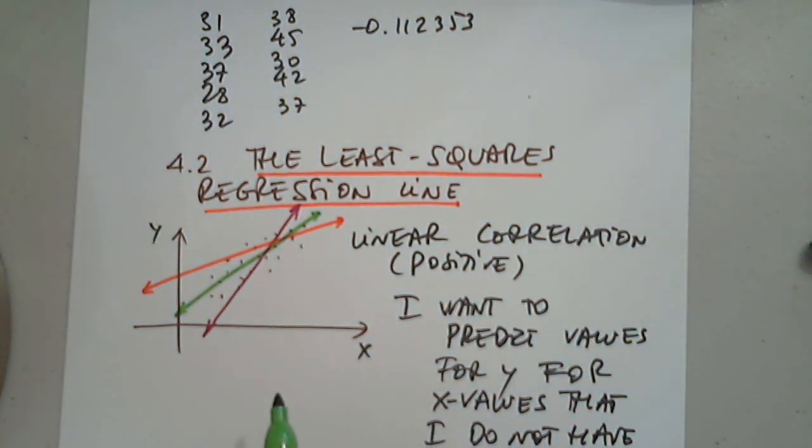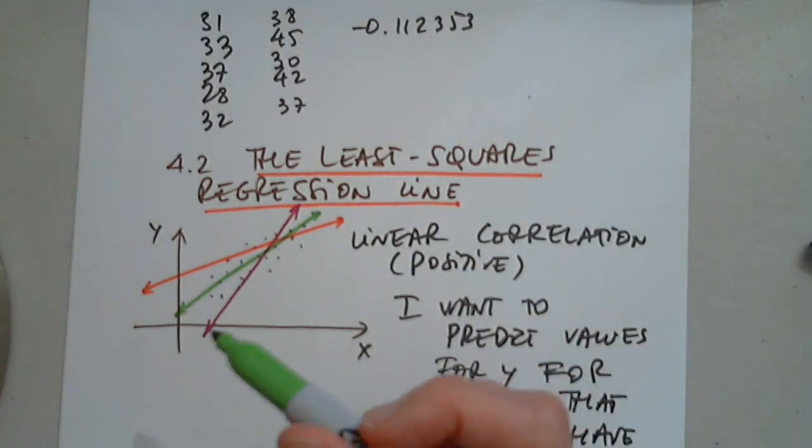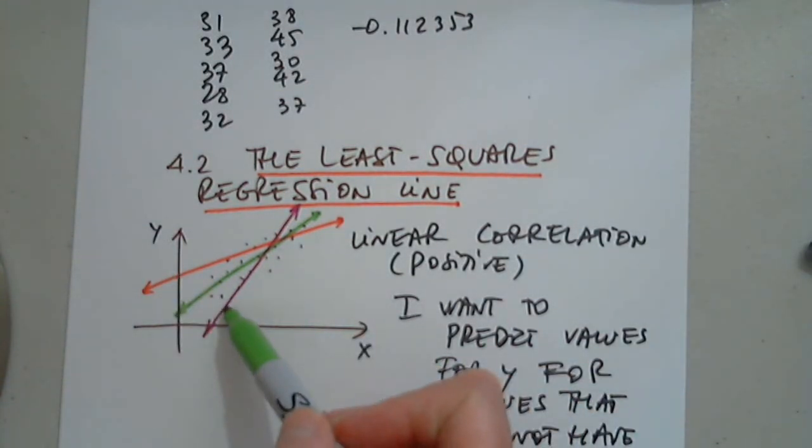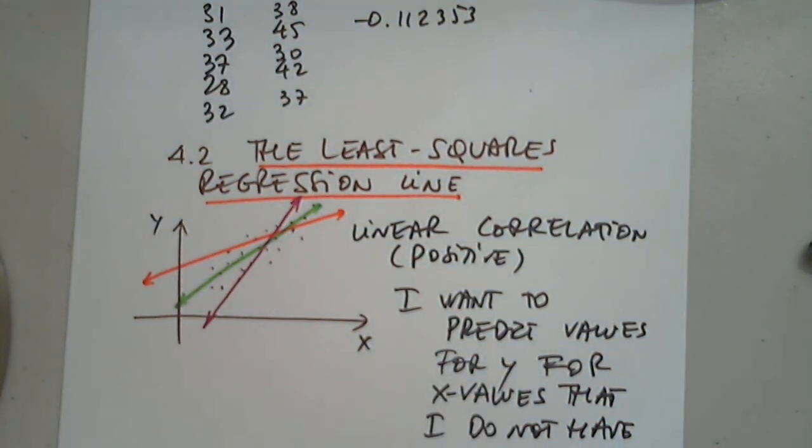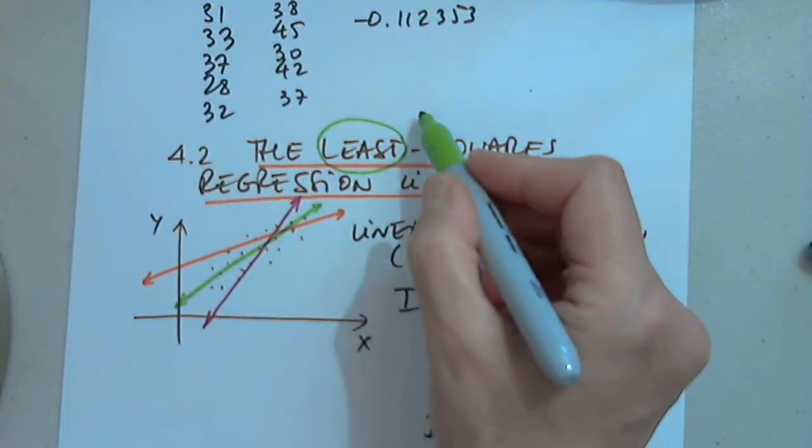No line can pass through all the points. It's not possible. Now the question is, from the orange, red, and green, which of these 3 lines do you think has the least error?